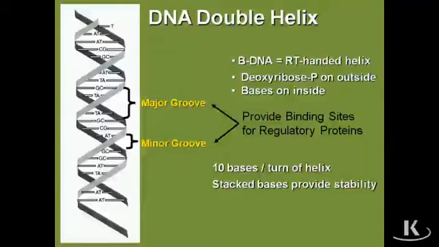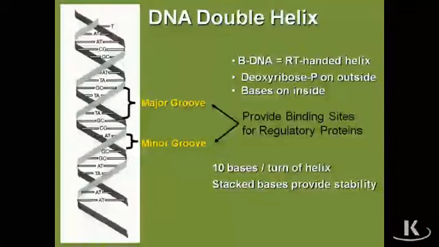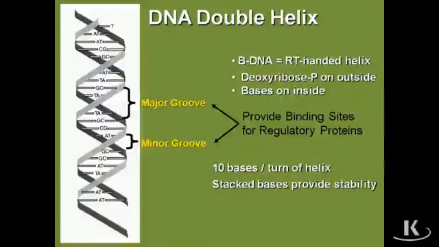If the DNA has less than 10 bases per turn, then it's going to be more relaxed. So there's going to be enzymes that cause DNA to be packed closer and enzymes that cause it to relax. This would make it more than 10 or less than 10 bases per turn.